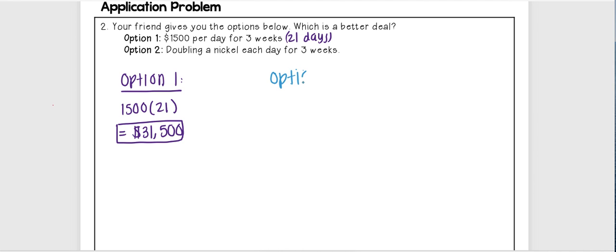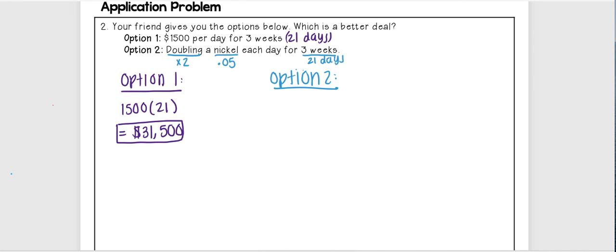Now I need to figure out how much money I'll get with option 2. So option 2, again, that tells me I'm doubling a nickel each day for 3 weeks. So again, 3 weeks, that's 21 days. Now I'm doubling a nickel each day. So I'm doubling whatever I have every day. So that means I am multiplying it by 2. And then again, a nickel, if you remember, that is 5 cents, so 0.05.